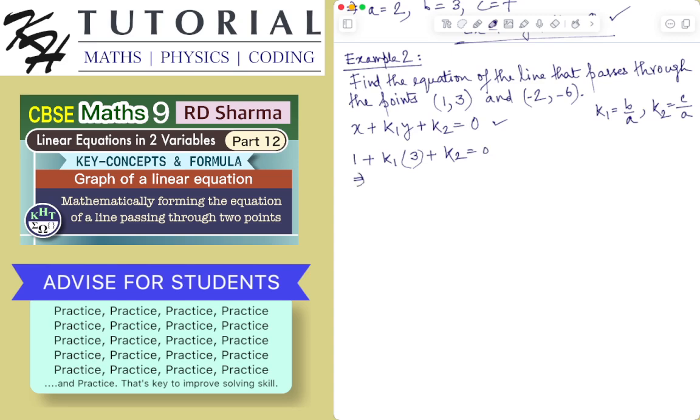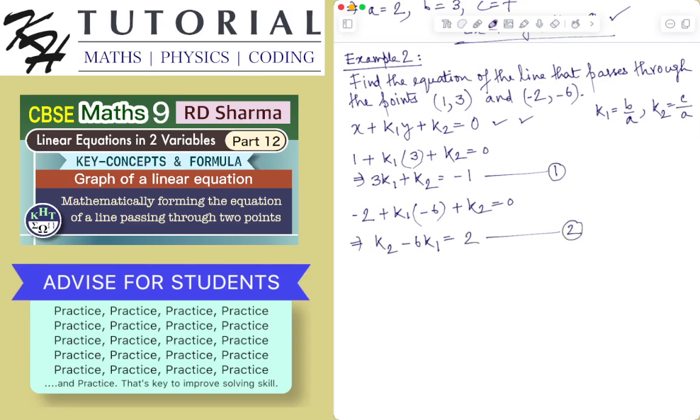So this implies 3 k1 plus k2 is equal to -1. This is one equation in k1 and k2. Again I will satisfy -2 comma -6 in this equation, and I will have -2 plus k1 multiplied by -6 plus k2 is equal to 0. This will imply k2 minus 6 k1 will be equal to 2. So this is the second equation in k1 and k2. I have to solve equation 1 and 2 to find k1 and k2.